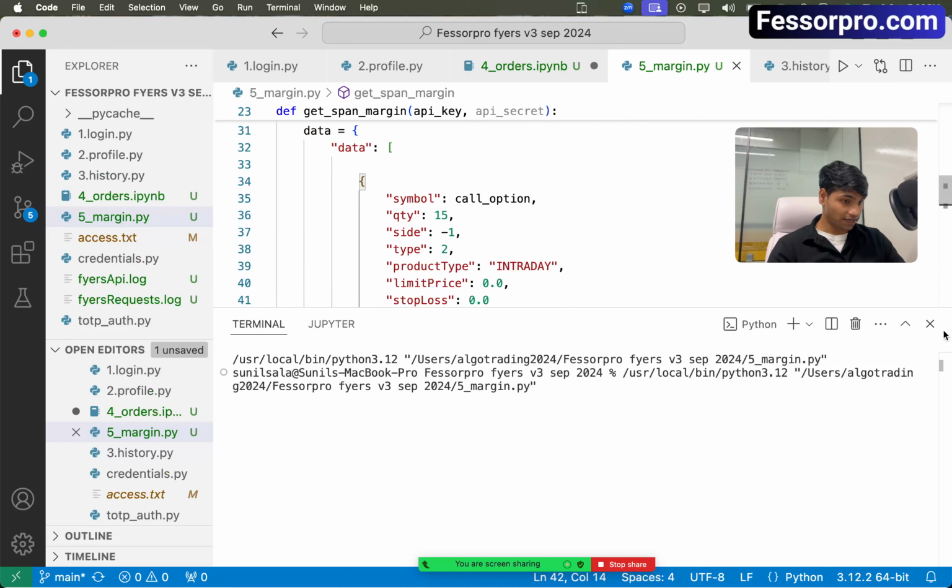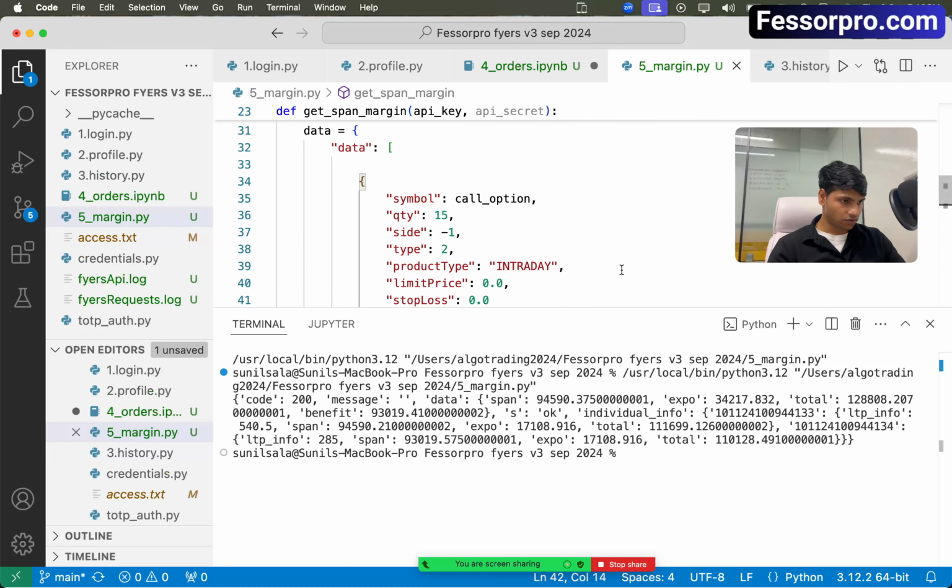I'm not sure if I'll get the data because the market is closed. So I am getting the data. You can see if you want to place this, you need around 93,000. This is the total for call and put. This is like I think 1,11,000, 1,10,000. For a straddle, you need 93,000.